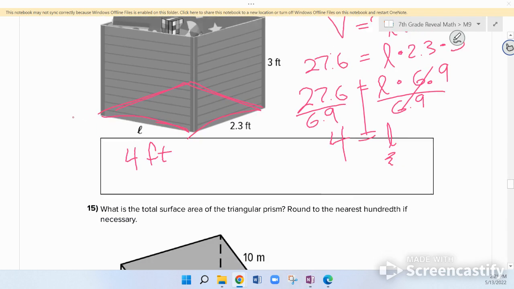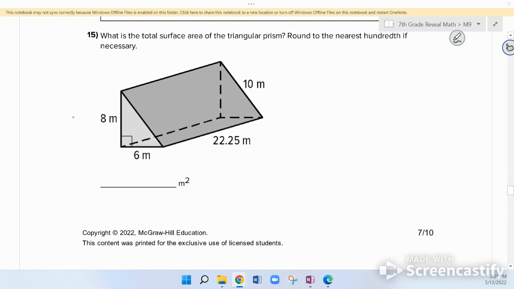This is so fun. Let's go on to 15. Total surface area. Woohoo! Yay. Total surface area. We got to break this into all its shapes. Show me on your hands, please. How many faces does this shape have? All right, so we have 5 faces here.